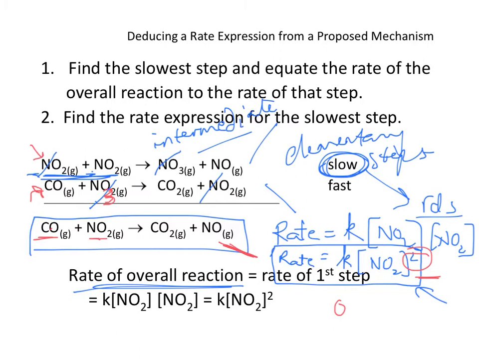So to summarize, the elementary steps in the mechanism must sum to an overall reaction, and the rate law predicted by the mechanism must be consistent with the observed rate law. That's a pretty important point. Okay, and your dry lab will be a good practice for this.